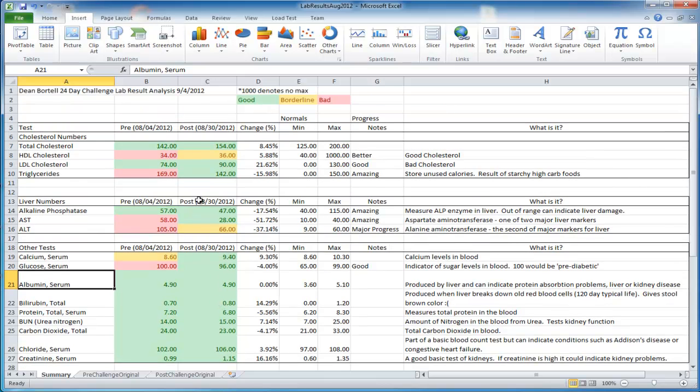So if we go through and we scored this thing, I went from 5 reds and 1 yellow to 2 yellows and 0 reds. So the blood work says that this challenge did way more than I could have ever imagined it would inside my body.